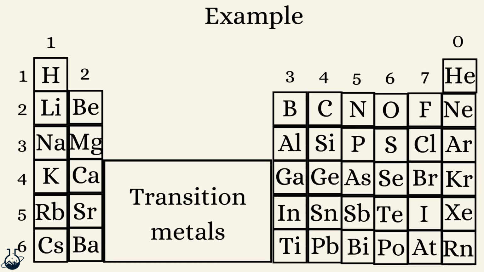So I'll work you through an example of how to use the periodic table to draw atoms. Take hydrogen. It's in period 1. I draw 1 shell. It's in group 1. I draw 1 electron on its valence shell.